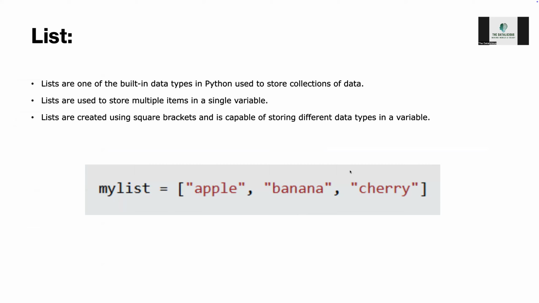A list is one of the built-in data types in Python, which is used to store data, in simple terms. A list can store more than one item. On top of that, it has the capability to store different data types. That means it can store string, integer, float, whatever the different data types present in Python. Now, how is a list created? A list is created using square brackets.